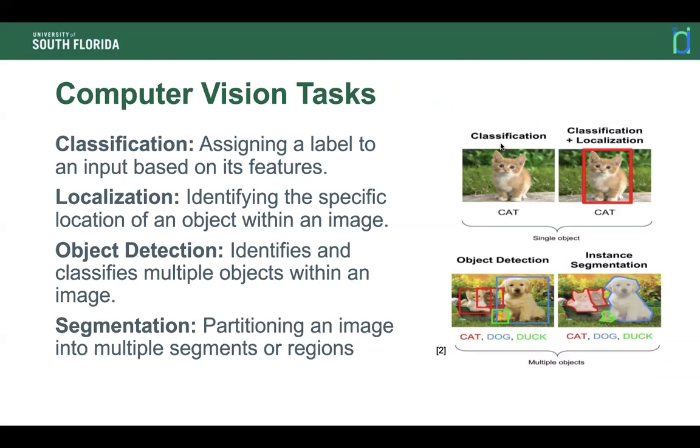Localization involves identifying the specific location of an object within an image. It provides the coordinates of the bounding box around the object. Object detection combines both classification and localization. It identifies and classifies multiple objects within an image and provides their bounding boxes. And lastly, segmentation involves partitioning an image into multiple segments or regions, often corresponding to different objects or parts of objects.